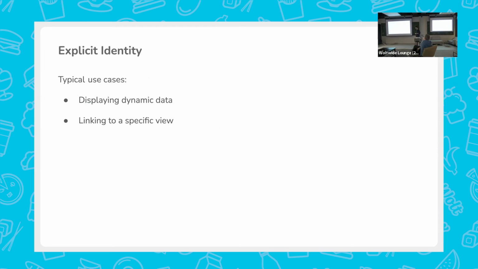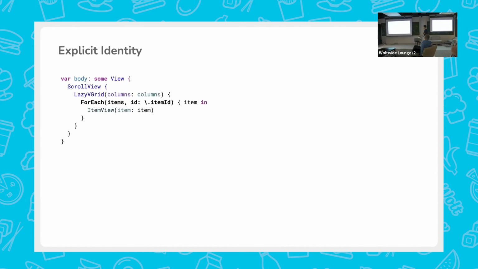All right, so structural identity is great for displaying static content, but what if you want to display dynamic data? This is where explicit identity comes in. Explicit identity is also used, for example, if you want to scroll to a specific view: you can assign an explicit identity to that view, and then scroll to it. Let's take a look at how it looks.